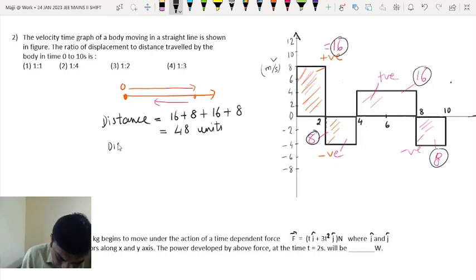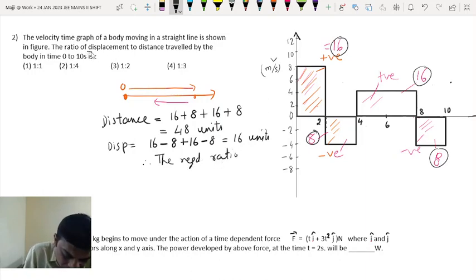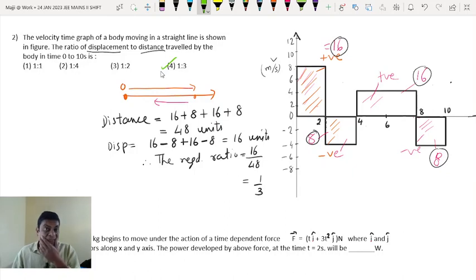Then coming to displacement, displacement will be 16, it comes back, so minus 8, again it moves in the forward direction, so plus 16 and then minus 8. So altogether it is 16 units. So the required ratio will be displacement to distance. So displacement is 16 units, distance is 48 units, so 1:3 is the correct answer.